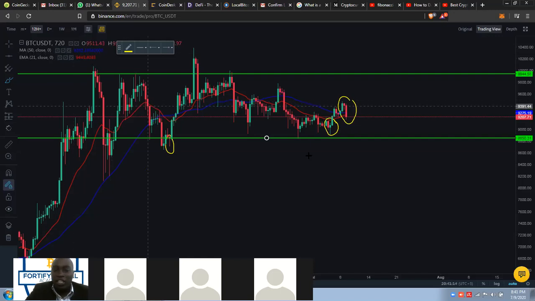Usually reading a chart is very important. First thing, when somebody opens a chart for you, read this. The first thing to read is Bitcoin against USD on 12-hour time frame, and you can see the 50 simple moving average and 21 exponential moving average. That is what you need to read in a chart before you even start looking at candlesticks. Candlesticks should be the last things.